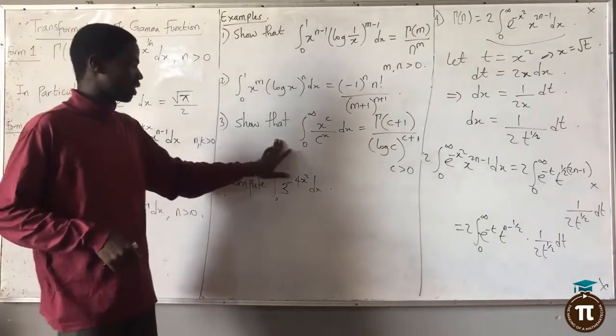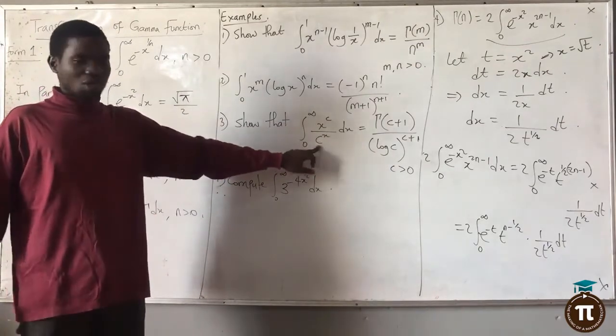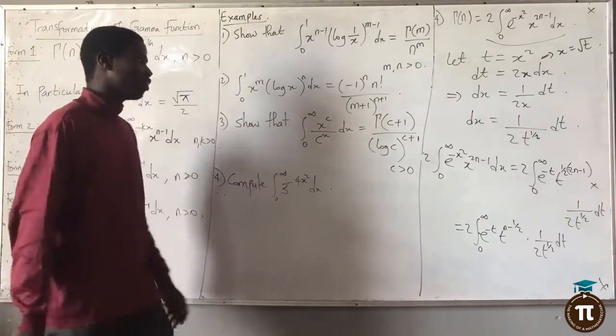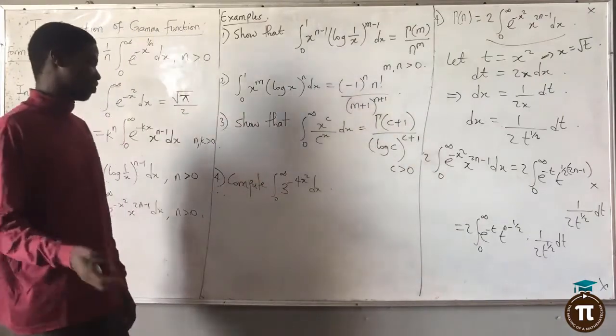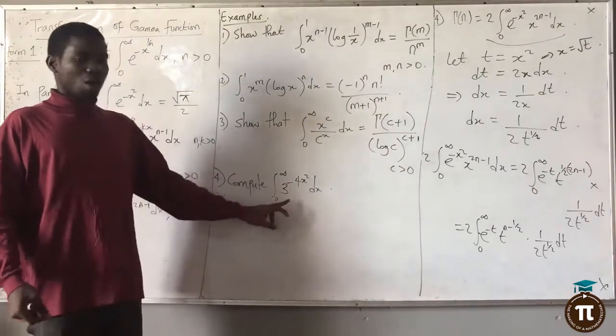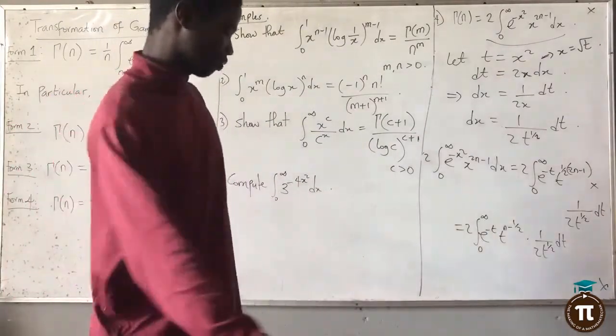Then number 3, show that integral from 0 to infinity of x raised to the power c all over c raised to the power x dx is equal to gamma of c plus 1 all over log c raised to the power of c plus 1, where c is greater than 0 as well. Then this last one, compute integral from 0 to infinity of 3 raised to the power of minus 4s squared ds. That is what we want to do.